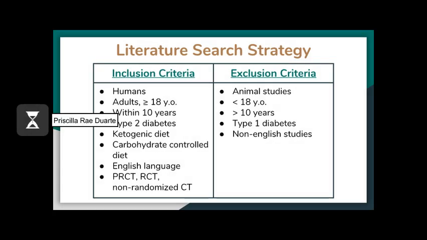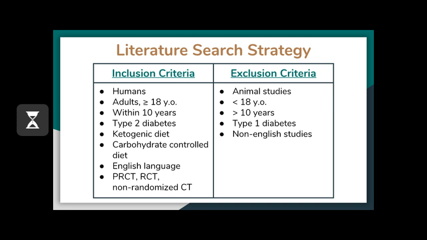Listed here is our literature search strategy. So over to the left we have our inclusion criteria. We were searching for human studies with adults 18 years and older. All of our studies had to be within 10 years, focusing on type 2 diabetes rather than type 1. And we also searched for the ketogenic diet and carbohydrate controlled diets.